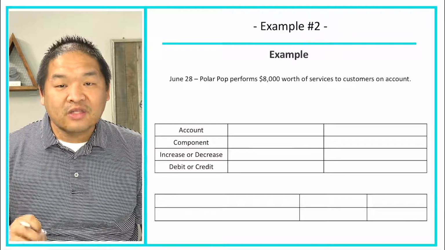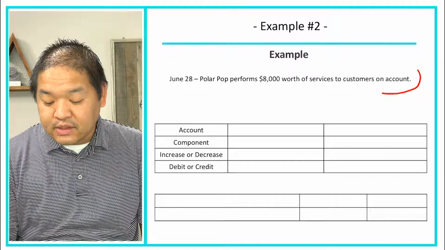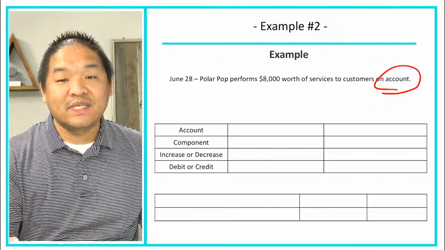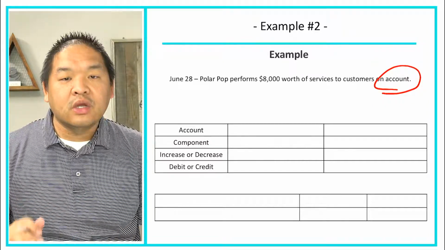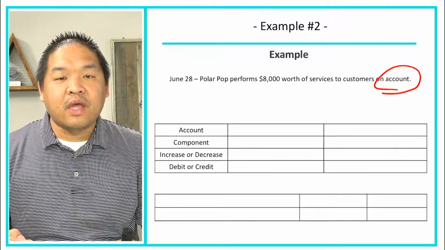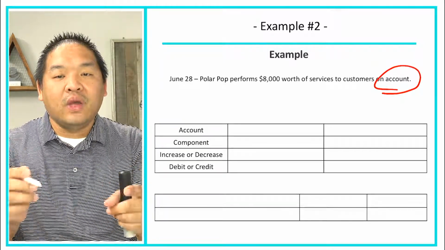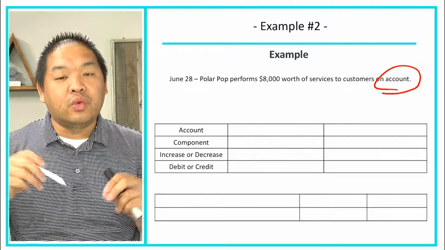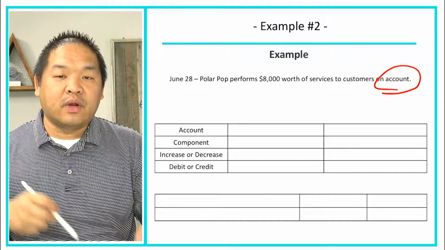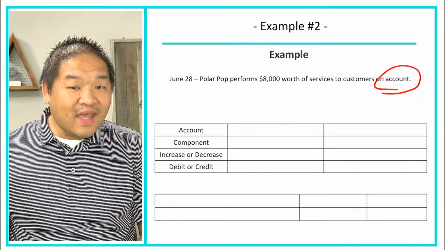Polar Pop performs $8,000 worth of services to customers on account. So the key word here is on account. What does on account mean? That means it's either going to be an accounts payable or an accounts receivable. Now, how do you know which one's which? Really, it comes down to context. Accounts payable has the assumption that we're the company going to have to pay someone. Accounts receivable has the context of we are receiving it. So when you read it, you've got to look for the context, and it's either going to be accounts payable or accounts receivable. So on account means that we perform the services, but we haven't been paid yet.